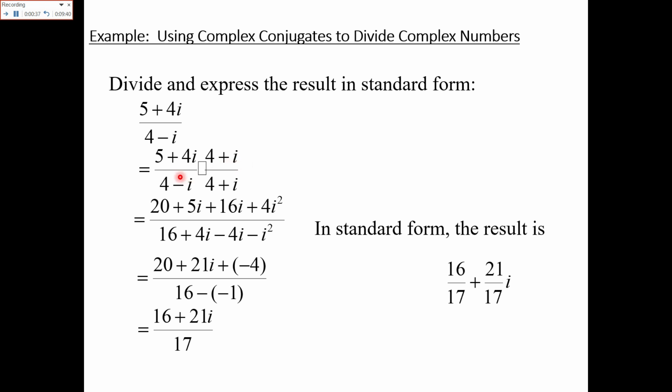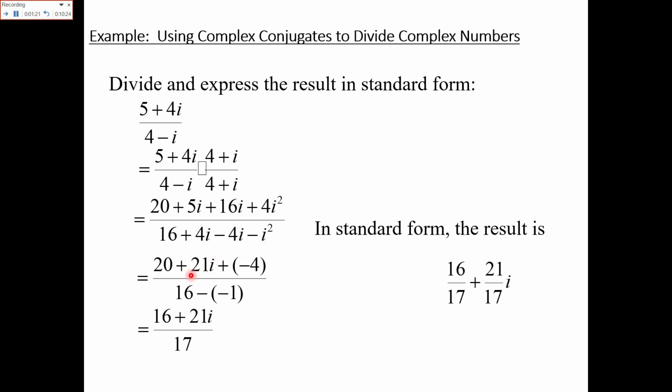So at the upper portion we are basically multiplying these two numbers, so it will become 5 multiplied by 4, which is 20, plus 5 multiplied by iota, 5 iota, plus 4 iota multiplied by 4, 16 iota, plus 4 iota multiplied by iota, 4 iota square. The denominator will have 4 multiplied by 4, which is 16, plus 4 multiplied by iota, 4 iota, minus iota multiplied by 4, minus 4 iota, and minus iota multiplied by iota, which will become minus iota square.